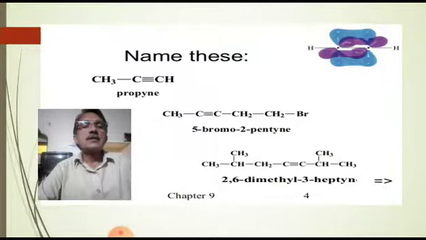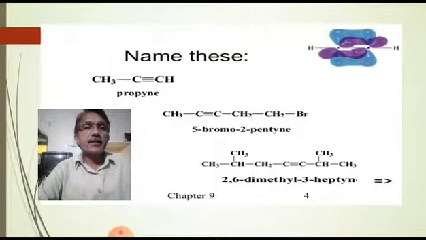Look at the examples for the IUPAC nomenclature. CH3, C triple bond CH. Its common name is methyl acetylene. But the IUPAC name of this compound is propyne. Since 3 carbon atoms are present, the root word is prop. Since a triple bond is present, the suffix is yne, prop plus yne, propyne.